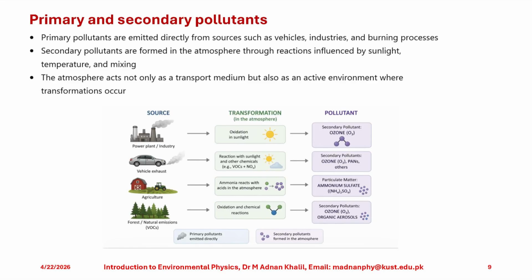Primary pollutants are emitted directly from sources such as vehicles and industries. Secondary pollutants are formed in the atmosphere due to reactions influenced by sunlight, temperature, and mixing. The atmosphere is therefore not only a transport medium, but also an active reaction environment. The diagram shows examples. Vehicle exhaust and industrial emissions produce primary pollutants, which later transform into ozone or acid aerosols.